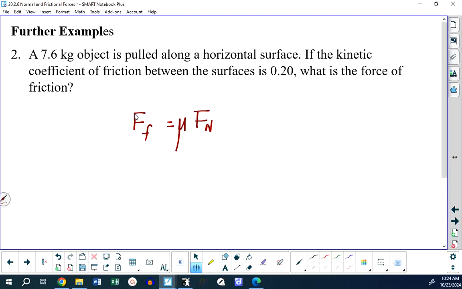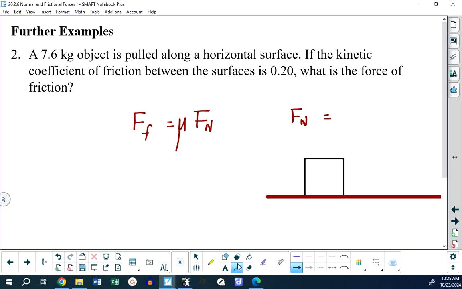So, what is the normal force? I'm not asking you for a number. I'm saying, how do you find the normal force? It's the force of gravity. Because, and I'll draw it one more time, on a horizontal surface, that force of gravity acting down and the normal force acting up are equal in magnitude.